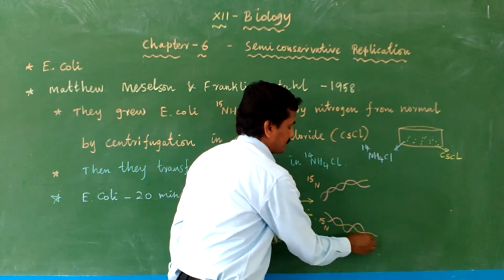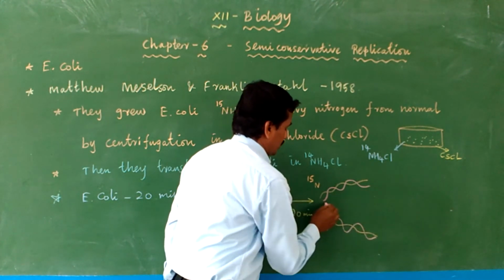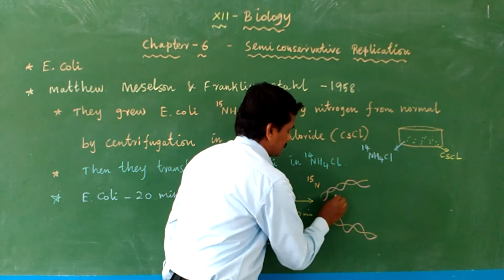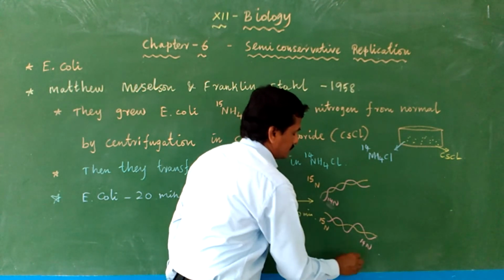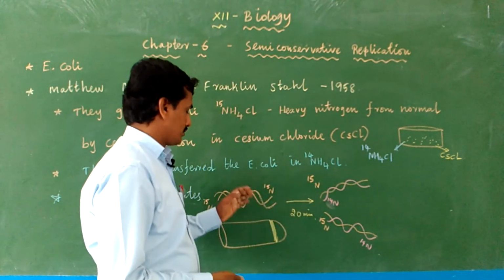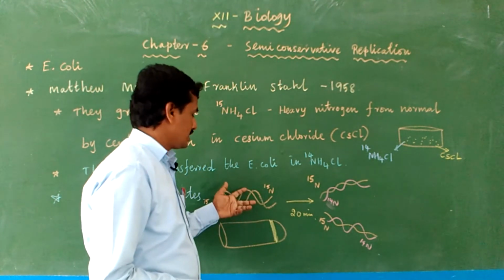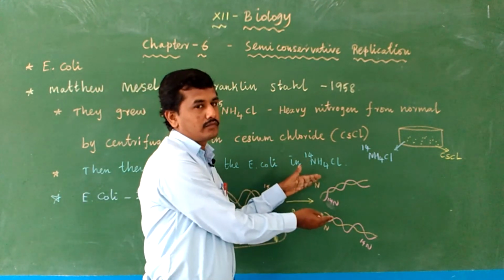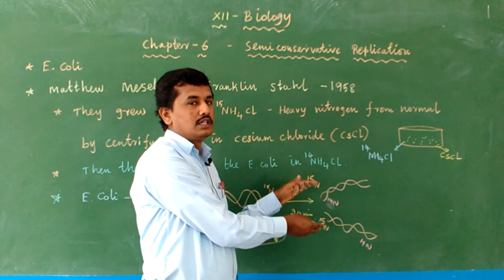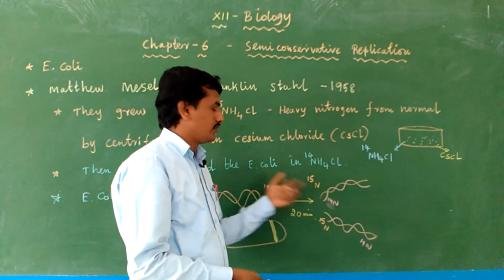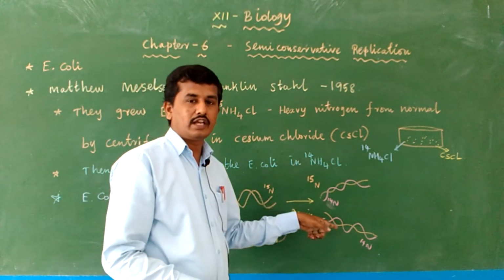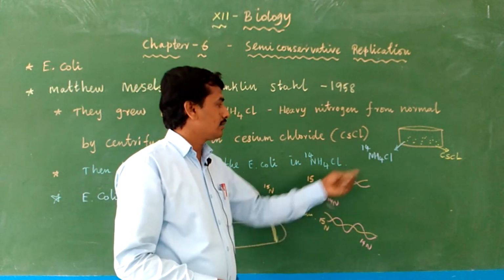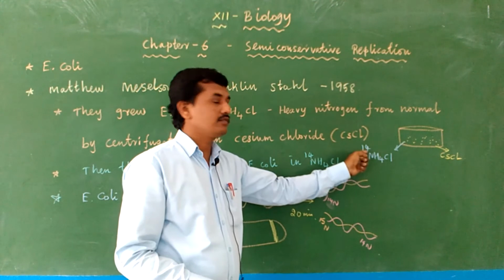N14. Here, this rose color is actually N14. Rose color is N14. So normally during the replication procedure, the DNA gets separated. The two strands are separated. Then one strand contains N15, because it is from the parent, and the newly synthesized strand we add here. Now we add ammonium chloride, N14 ammonium chloride.